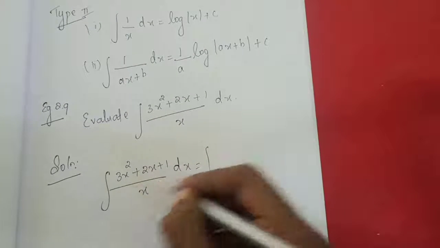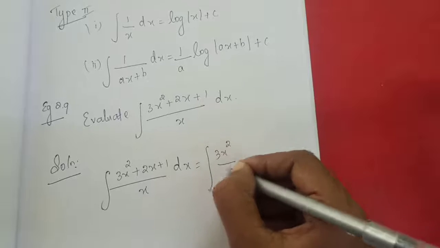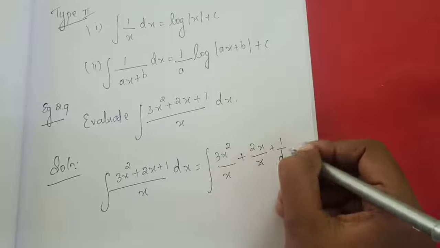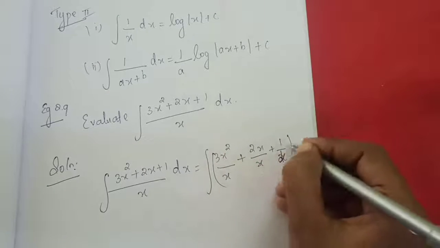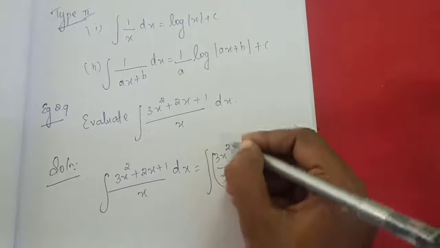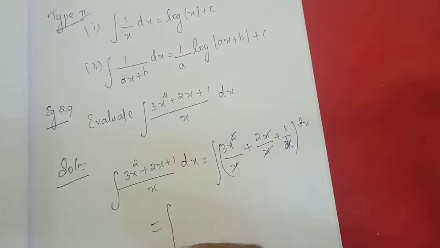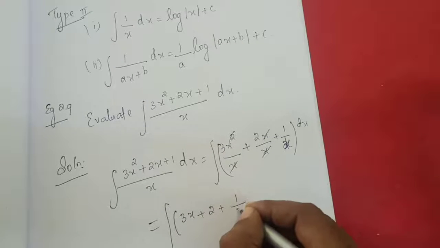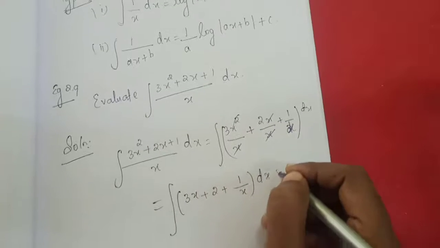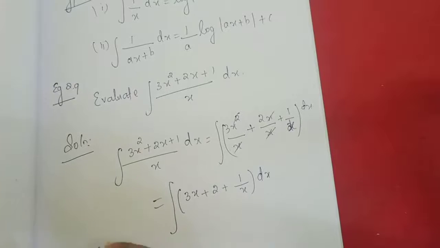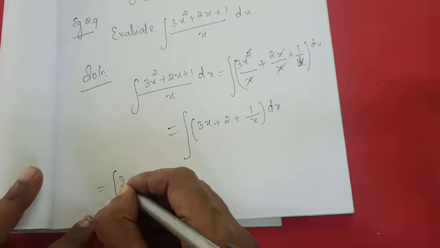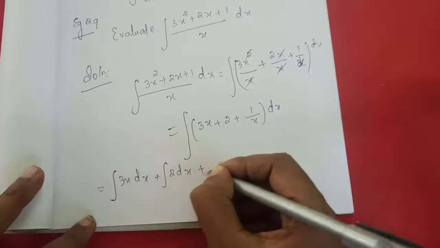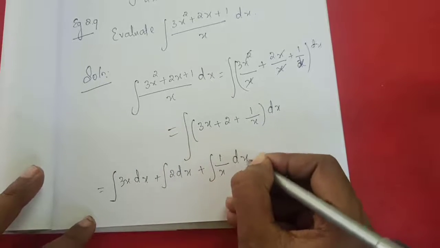we are going to split each and every term. That is 3x square by x plus 2x by x plus 1 by x dx. Okay. So x and x will get cancelled. What's the balance? Integration of 3x plus 2 plus 1 by x dx. Now you can split it as different integrals. That's equal to integration of 3x dx plus integration of 2 dx plus integration of 1 by x dx.